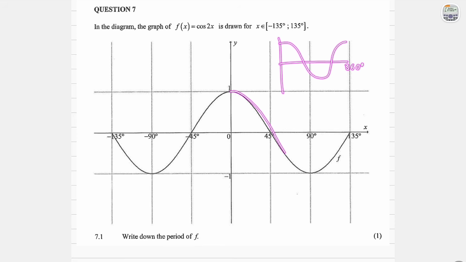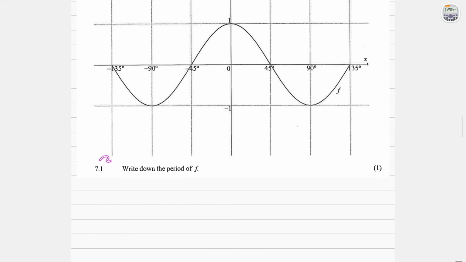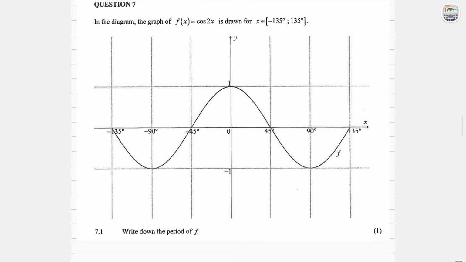Okay, here it is. But in this case, it's cut off at this point just because it goes to 135 degrees. It wouldn't end at 360 degrees, first of all, because they put a 2 in front of the x. Okay, so we're going to look at what that does. And the reason I'm just not going into it is because I can see the first question, 7.1, says write down the period of f. Okay, so this is where this comes in.